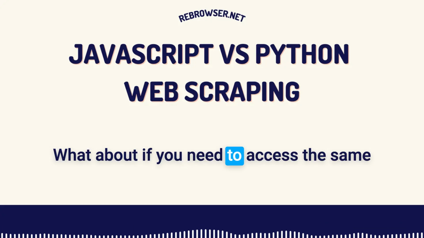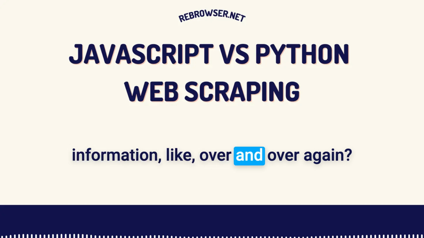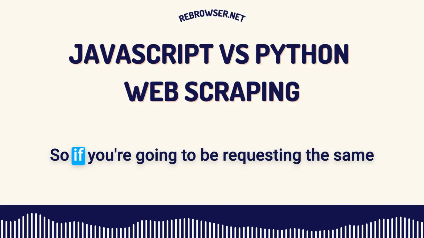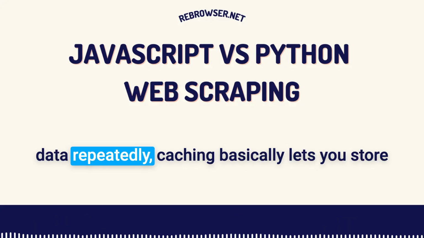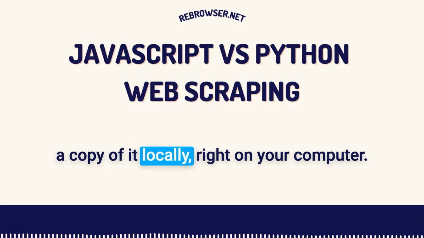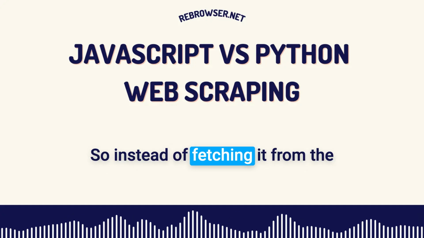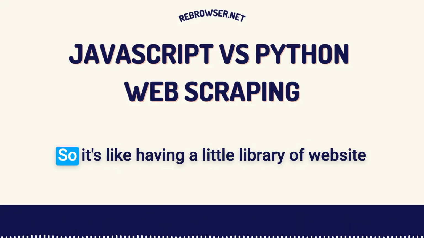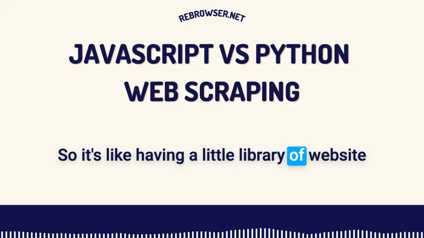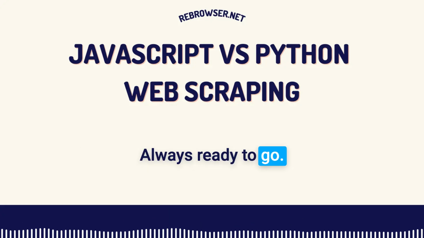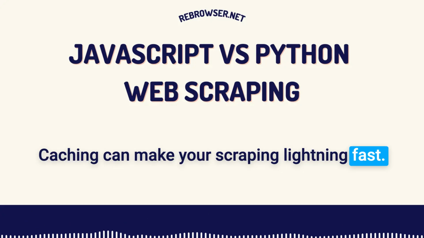What about if you need to access the same information over and over again? Are there any tips for that? Well, then caching is your best friend. So if you're going to be requesting the same data repeatedly, caching basically lets you store a copy of it locally, right, on your computer. So instead of fetching it from the website every single time, you can just grab it from your local cache. So it's like having a little library of website data right there on your computer. Exactly. Always ready to go. Caching can make your scraping lightning fast.